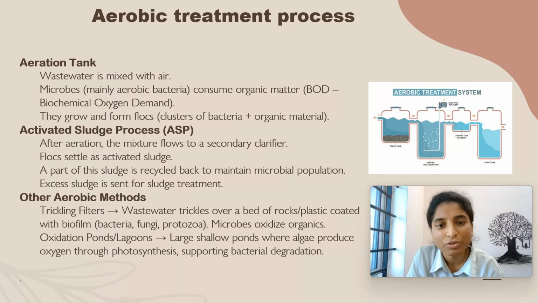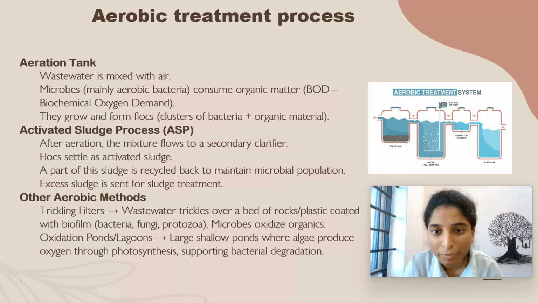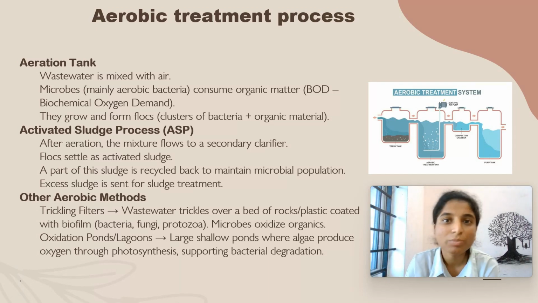After aeration, the mixture flows into a secondary clarifier. These flocks settle as an activated sludge, and part of the sludge is recycled back to the primary tank to maintain the microbial population. From the secondary tank, we take some of the inoculum to the primary tank to recycle the growth of the bacteria and their process of removing contaminants from the wastewater. Excess sludge is sent to sludge treatment, which undergoes some processes so that we can dispose of it very safely.